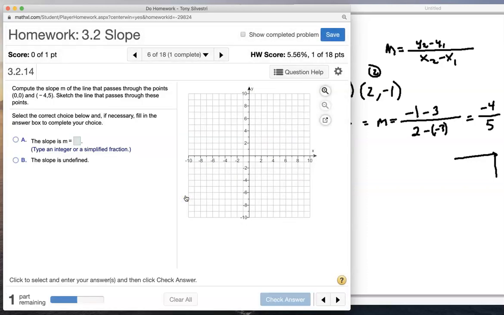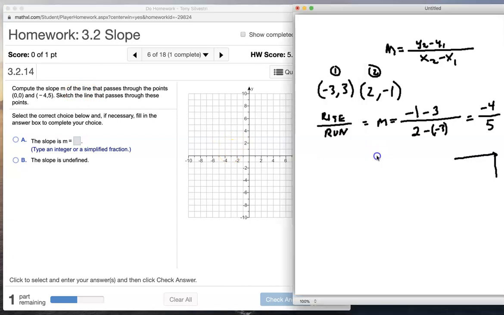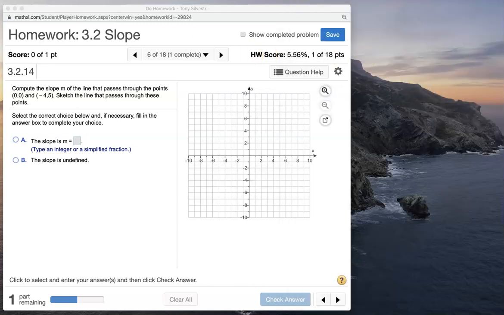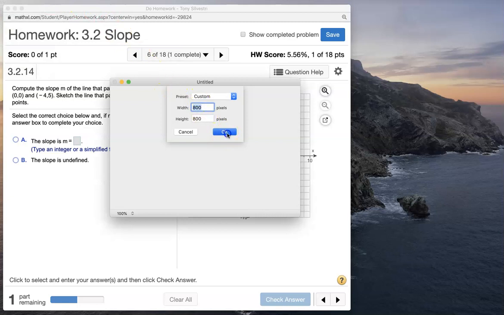That was it. So the rest of the problems look almost the same. Click on this. You can read all those words. Basically, compute the slope. Okay, let's compute the slope. Let's not save that. Start with a new fresh sheet of virtual paper.